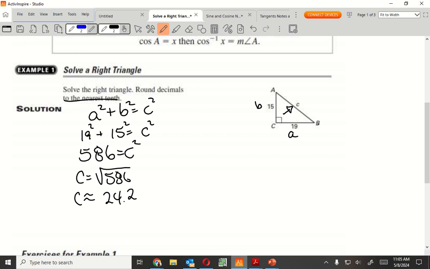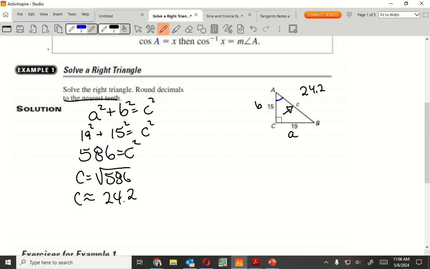So now we have all three sides. Now we're going to solve for an angle. And the angle is the new topic that we're going to do. So I'm going to start from A. And I need to identify all my sides because I need to find A. And I'm going to have to find B, but that's going to come up next.